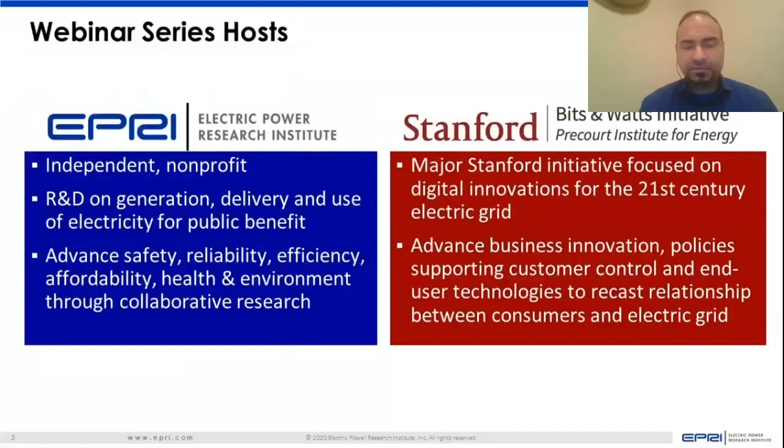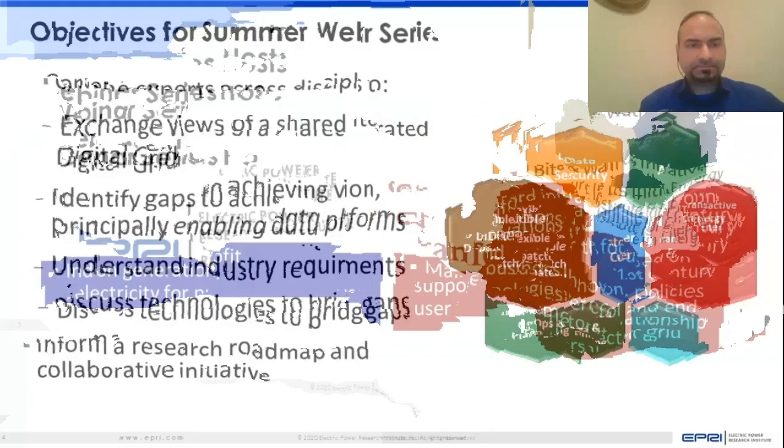And on that collaborative note, we are delighted to have been partnering with Stanford's Bits and Watts Initiative. It's a major initiative at Stanford focused on innovations for the future grid, and its scope includes business innovations, policies, and technologies, particularly between the consumer and the grid. So it's a great fit, and it's been a wonderful series that we've had.